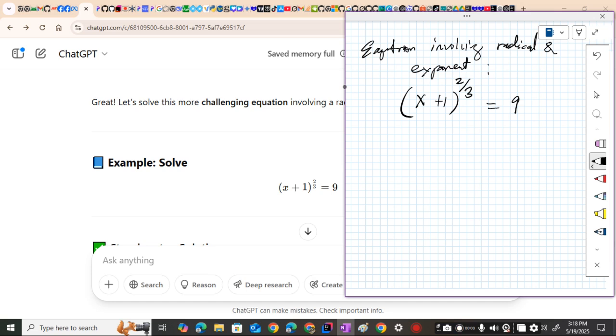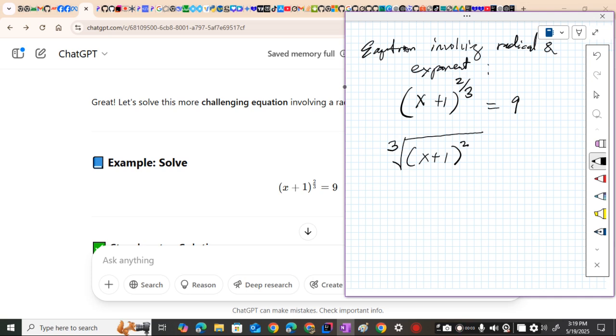Now, let's try to rewrite this expression. You will notice that it is squared. That's the power, so that is the exponent. So that's x plus 1 raised to 2. And here, the 1/3 simply means that it is a cube root.